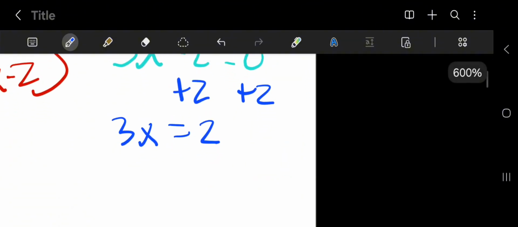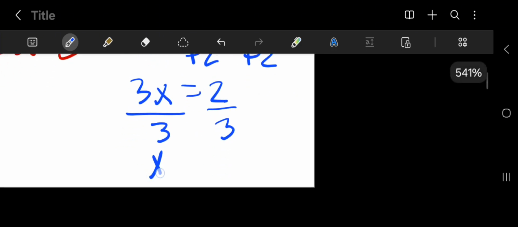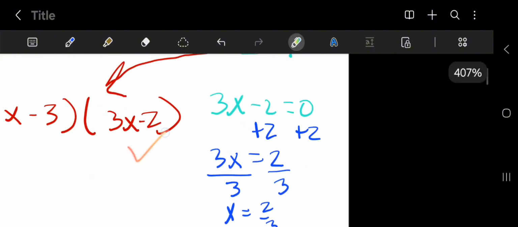But we're still not done. This x is still being multiplied by 3. So what am I going to do? I'm going to divide both sides by 3. And x is going to be equal to 2/3. So we have this little guy done.